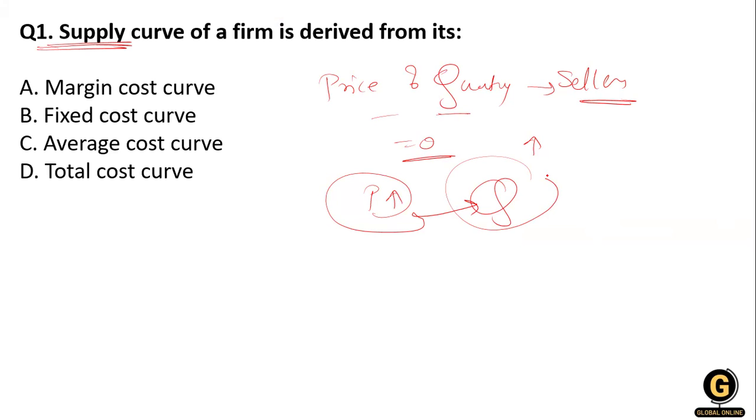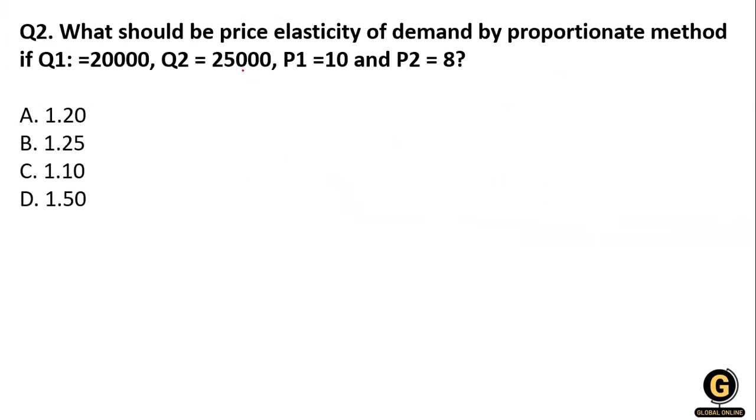So the supply curve depends on the marginal cost curve, option number 1. The marginal cost curve plays a vital role in the supply curve. Clear?